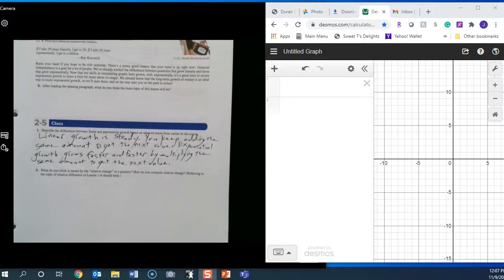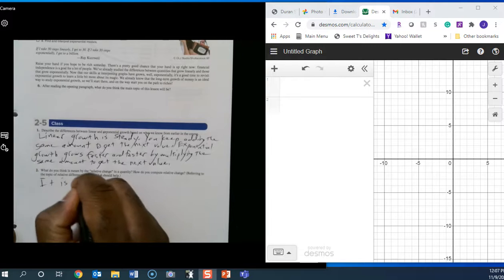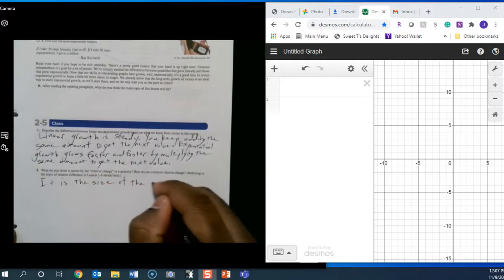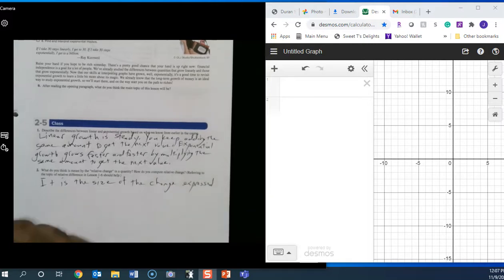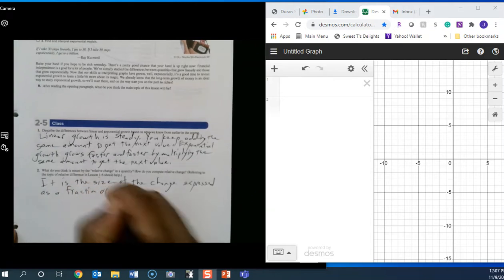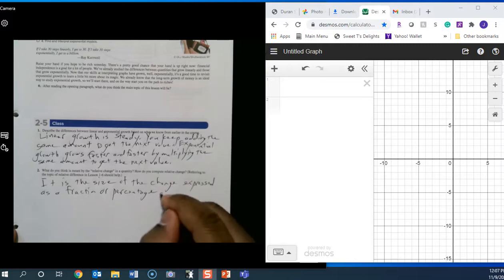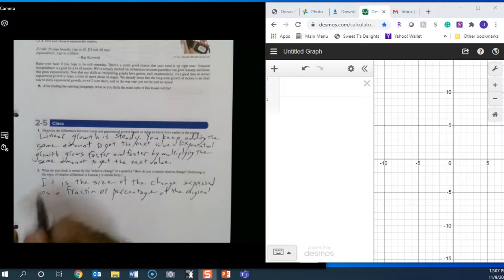Okay, number 2. It says, what do you think is meant by the relative change in a quantity? How do you compute relative change? Relative change, it is the size of the change expressed as a fraction or percentage of the original size.